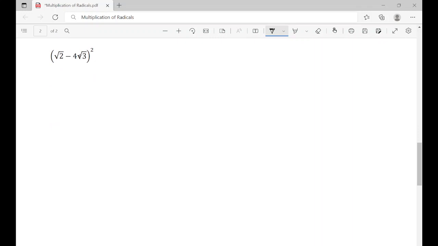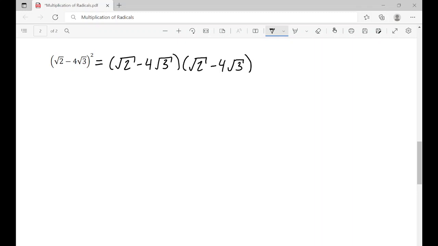Next, square root of 2 minus 4 root 3, all squared. Now don't forget that a square just means that there are two of these parentheses. So square root of 2 minus 4 square root of 3 times square root of 2 minus 4 square root of 3. And we're going to do the same thing we did before. We're going to distribute it out.